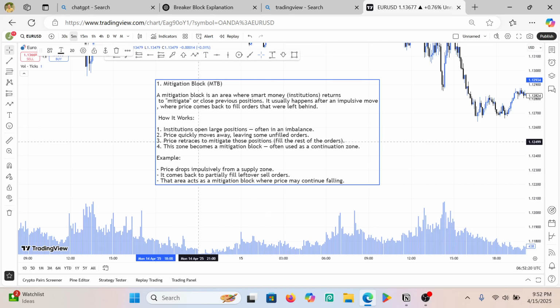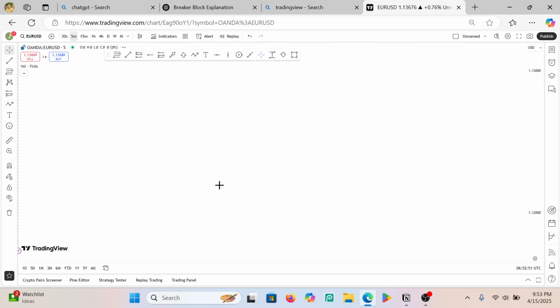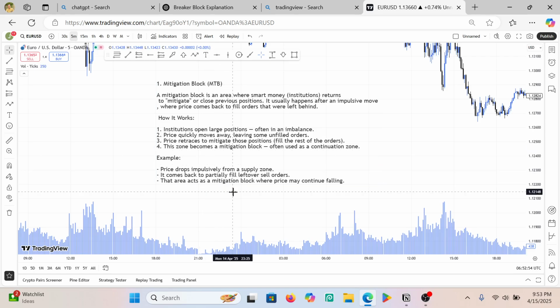Price quickly moves away, leaving some unfilled orders. Price retraces to mitigate those unfilled orders that were left. These zones become a mitigation block, often used as continuation zones. For example, price drops massively from a supply zone, then comes back to partially fill the offending supply orders. That area acts as a mitigation block where price moves.